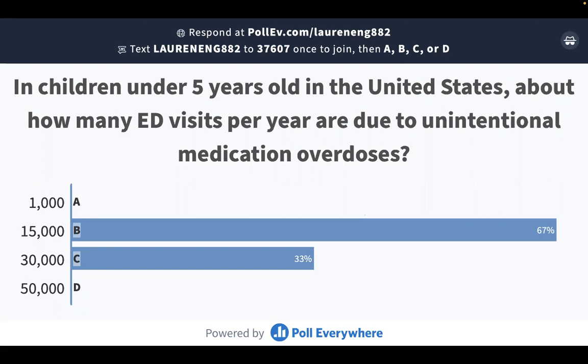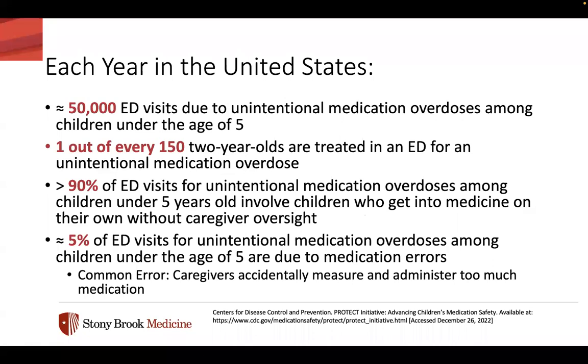So I see a lot of you are saying 15,000. So let's find out. Actually, each year in the United States, about 50,000 ED visits are due to unintentional medication overdoses among children under the age of 5, which is a very high amount of patients. And each year, 1 in 150 2-year-olds are in the ED for a medication overdose.